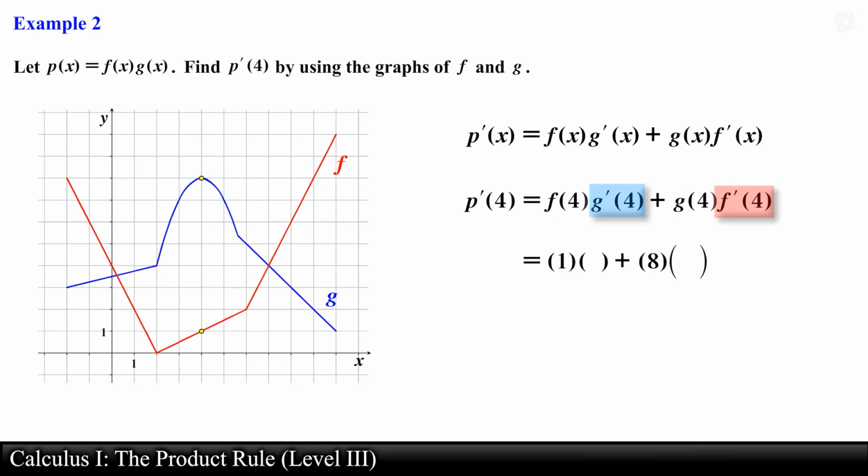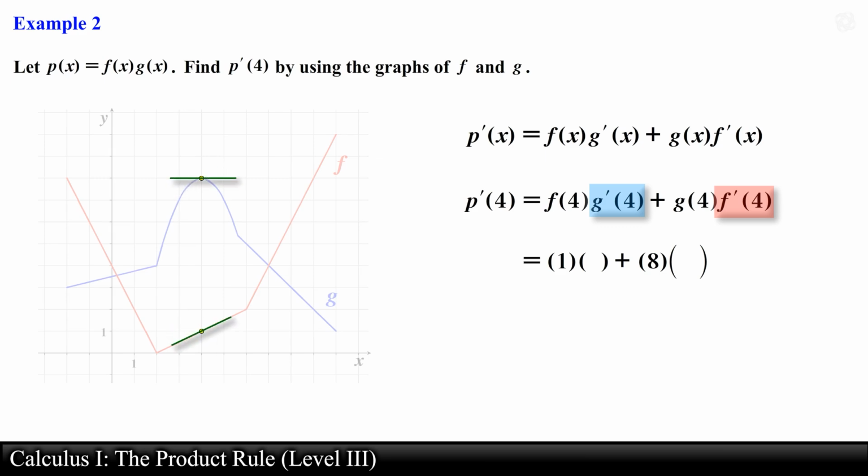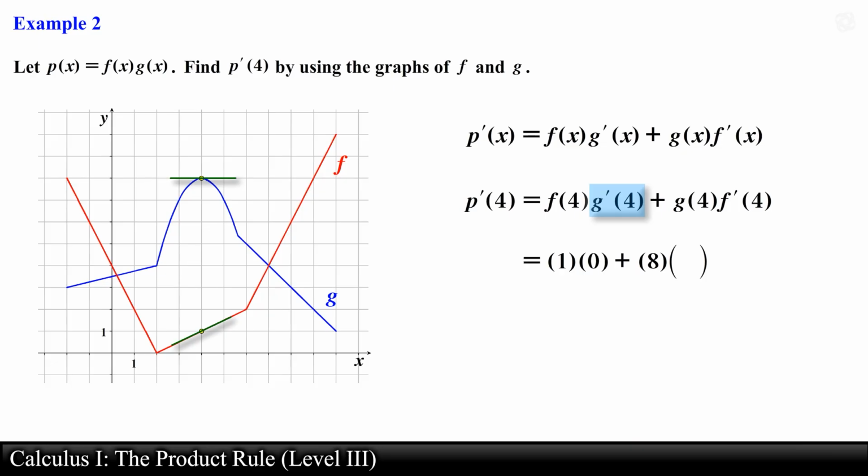Next, let's go ahead and find g prime and f prime evaluated at x equals 4. Once again, in order to find the value of these expressions, we need to calculate the slope of the tangent line at x equals 4 for each graph. g prime of 4 is going to be equal to 0, since the slope of the tangent line at this point is a horizontal line with no slope, or in this case, 0 slope. Lastly, f prime of 4 is going to be equal to positive 1/2. Substituting these values into the derivative and simplifying the expression, we obtain the final answer equal to 4.